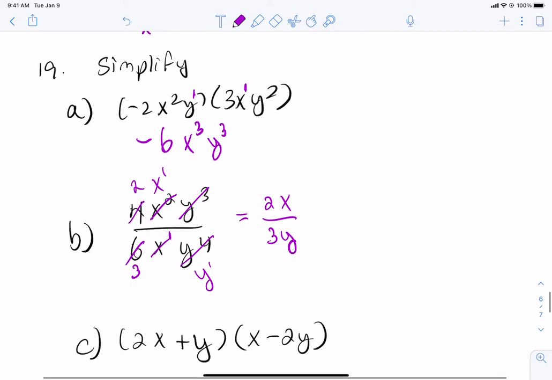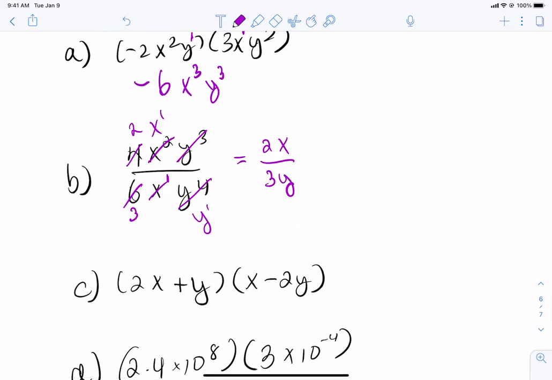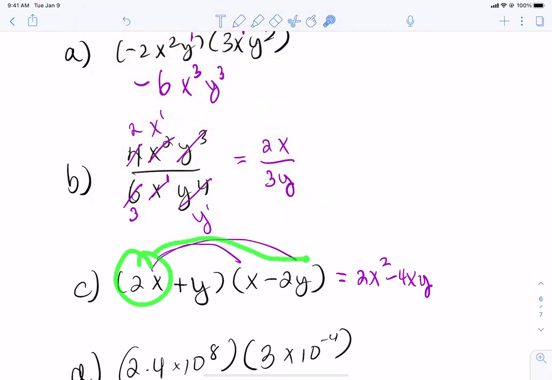Now, for 19, that multiplication does require distribution. So let's distribute the 2x. We get 2x squared minus 4xy. So take the first piece and distribute it. Now we're going to take the second piece and distribute it. So when we distribute the y, we get positive xy minus 2y squared.